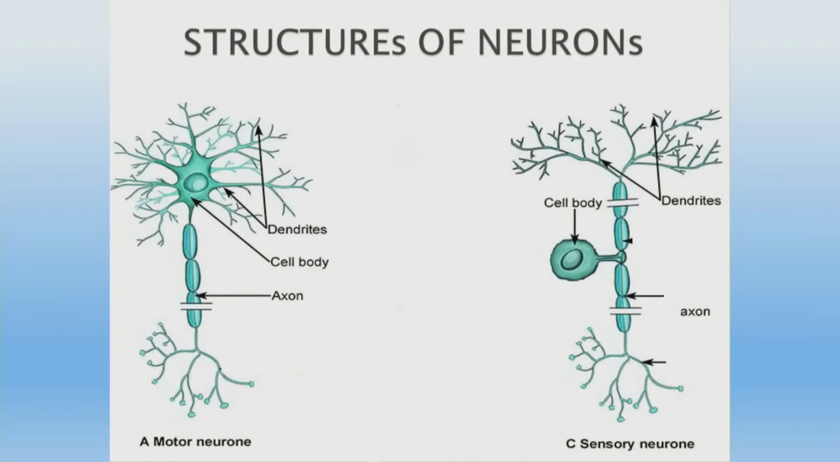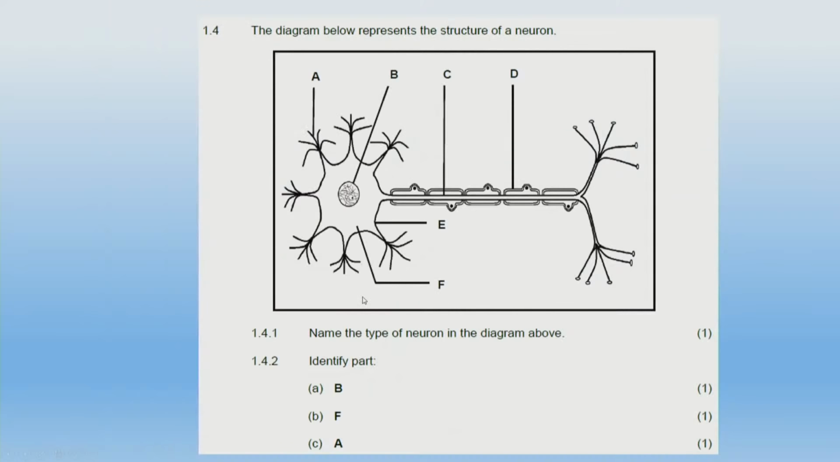All right. And then we move to the structure of the neurons. As I have said, please remember that you have to know both these diagrams, motor neuron and sensory neuron, as well as all these parts and the functions of these parts. Okay, and then we have questions here, which are based on these two types of neurons.